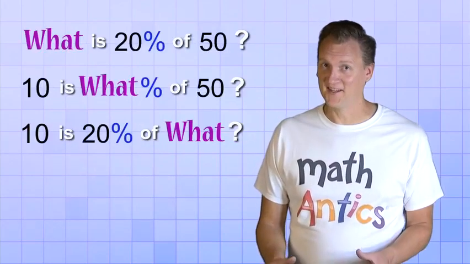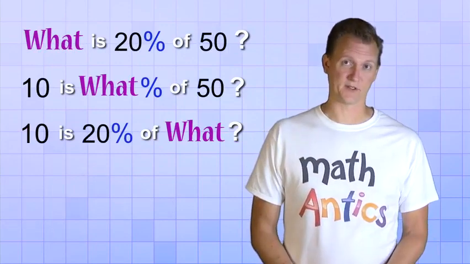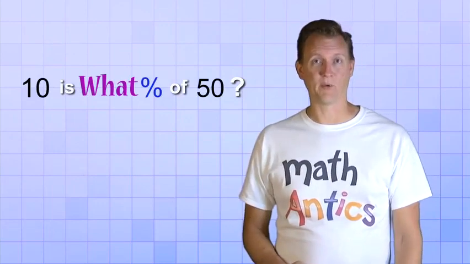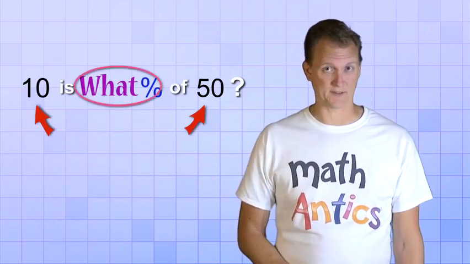Have I lost you yet? Don't worry. It'll make a lot more sense after we look at a few examples. So, let's look at an example of a type 2 problem, where we know the part we have and we know the total, but we don't know what the percent is.